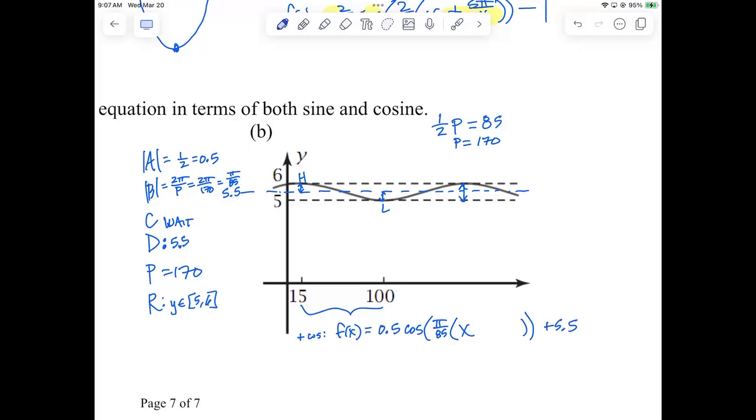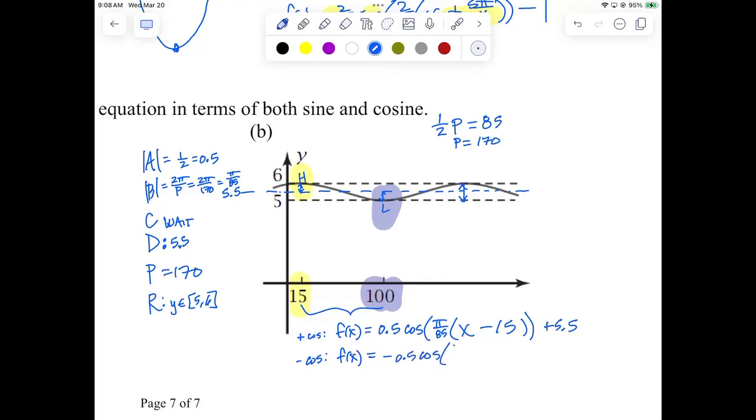And again, we've done this before once we've created our own graphs. So if a high point corresponds to 15, what is it going to be inside the x part? Is it x minus 15 or x plus 15? X minus 15. Very good. We're shifting over to the right. And now we have a low point labeled. A low point is going to be a negative cosine. So I'm going to write f of x equals negative 0.5 cosine of pi 85ths times x plus or minus something, plus 5.5. And if I want to shift over to the right 100, is it going to be plus or minus 100? Minus 100, yeah, okay.